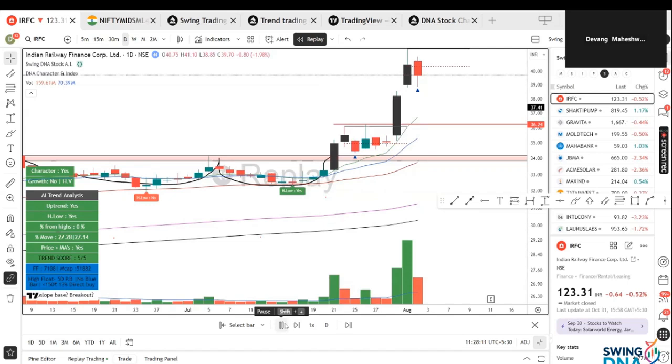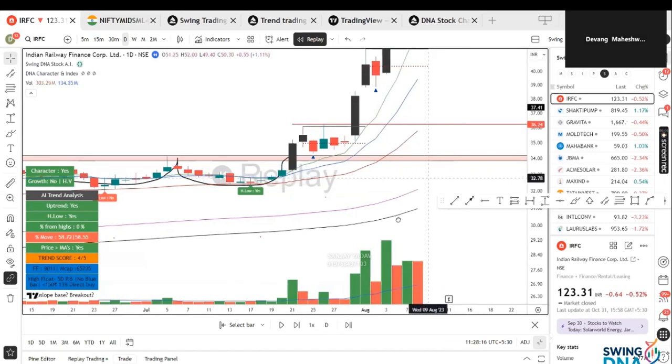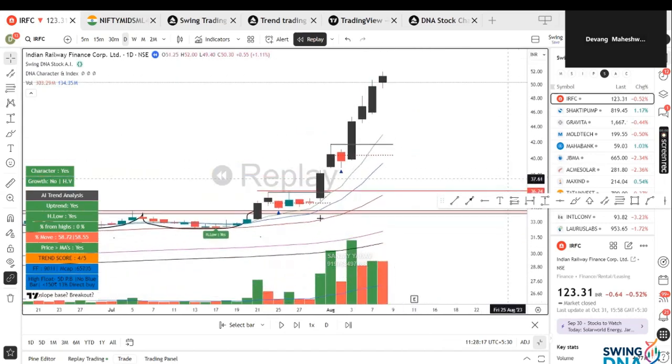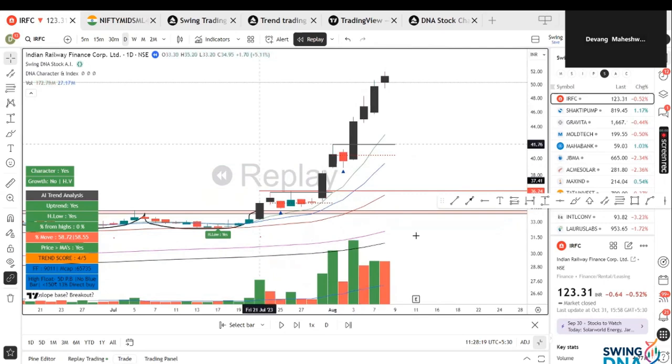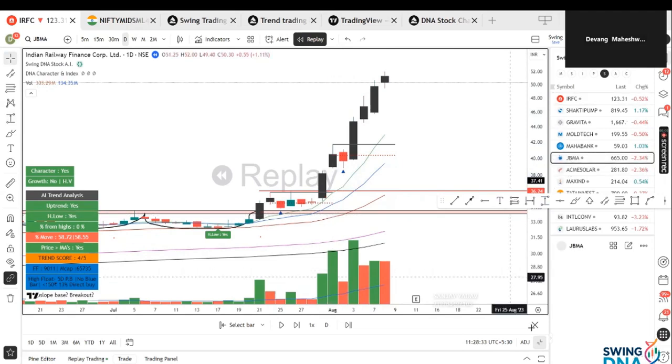This one went a big bit. This was big. Clean moves. This is the kind of momentum we are looking for. This is why we are doing all the stuff so that we can capture it in a shorter period. So this will be like 40% in a matter of 5-6 days. Let's see some more. Let's see JBMA.